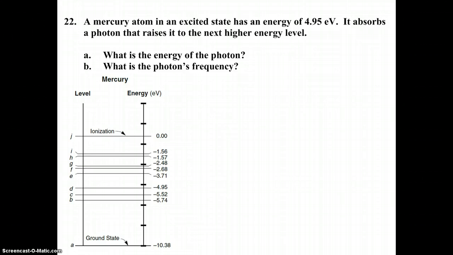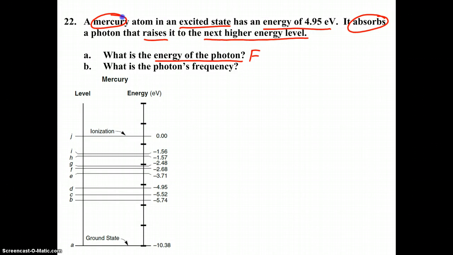A mercury atom, that tells us which energy diagram we're going to be looking at, is in an excited state. It has an energy of 4.95 electron volts. It absorbs, keyword, a photon that raises it to the next higher energy level. What is the energy of the photon? So that's E. And what is the photon's frequency? And that's F.